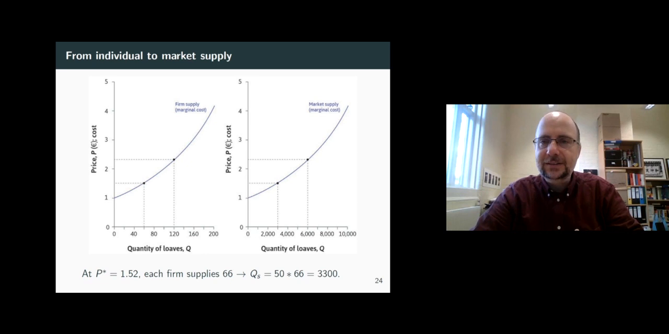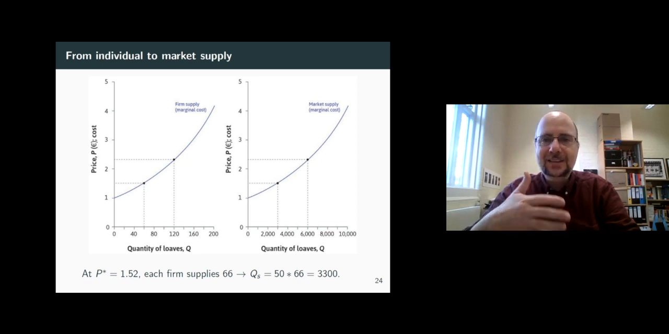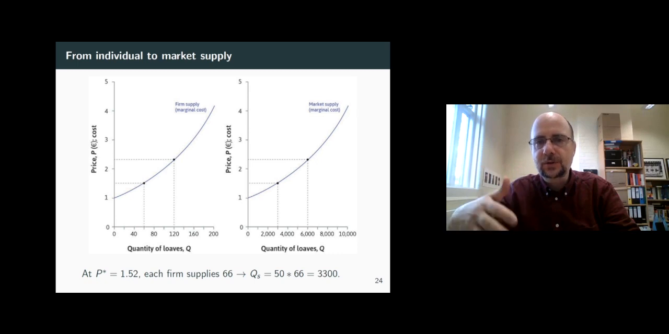When they're not identical, the substance of the exercise doesn't change. If firms aren't identical, they will have different marginal cost curves. This means the quantities they supply at various prices will be different. But the method of getting the market supply will not change. It will still be adding individually optimal quantities at different prices.